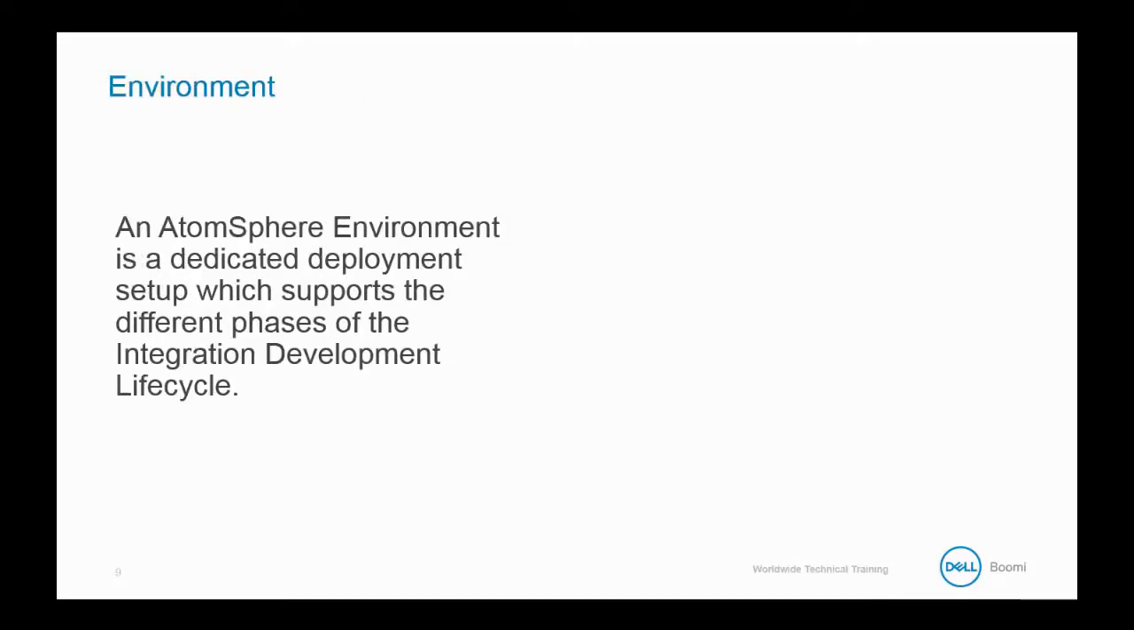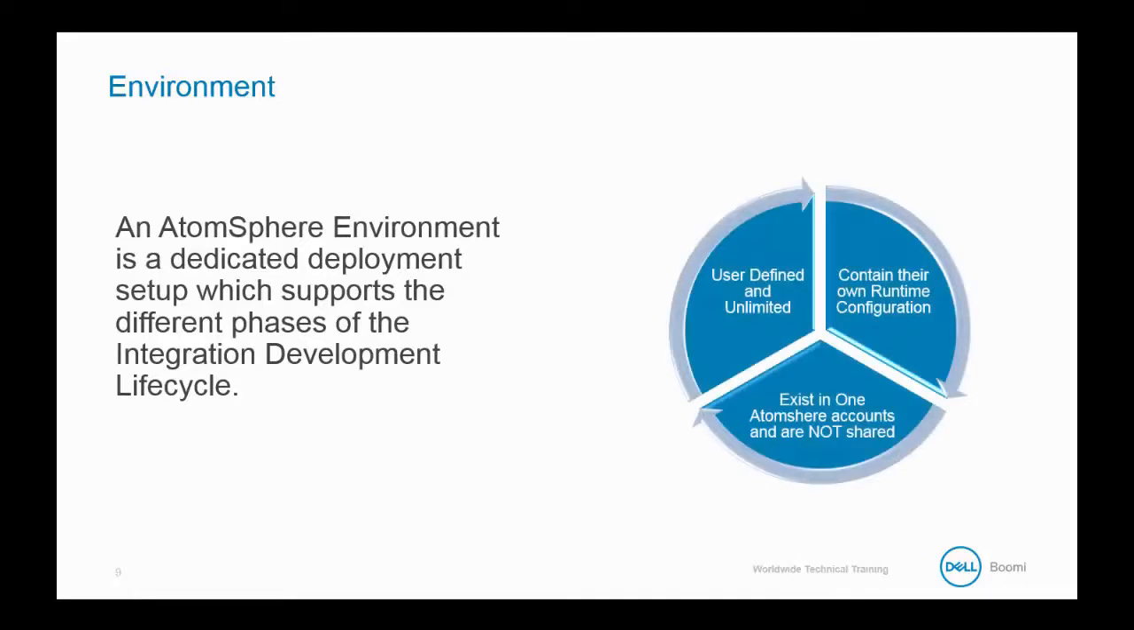Atoms are attached to an AtomSphere environment, which is a dedicated deployment setup to support different integration development lifecycle phases. Environments give you greater control over change management and support the different connection setups. Integrations are built, tested, and promoted between environments with a full audit trail of what was deployed and by whom. A process is attached and deployed to an environment. Environments are user-defined and unlimited.